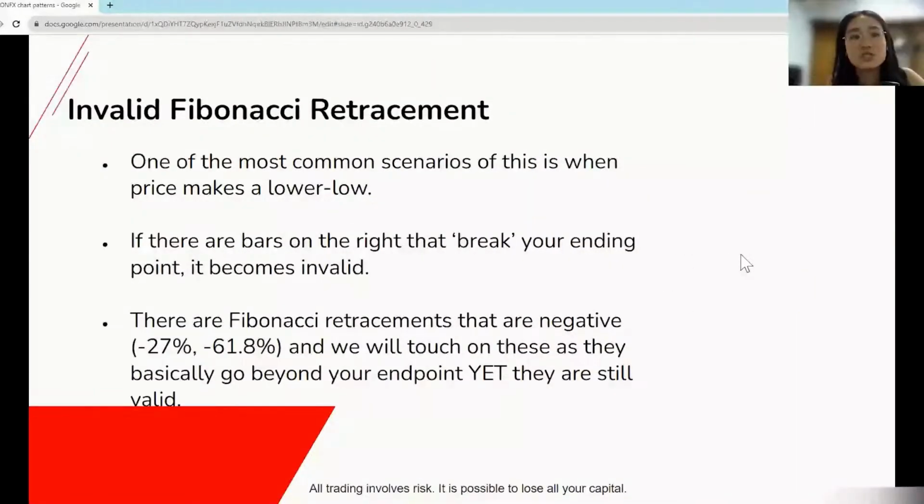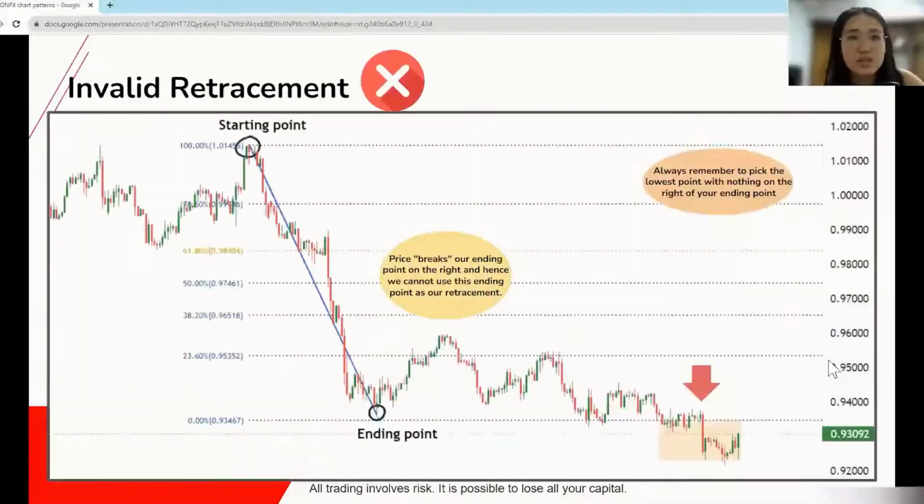So an invalid Fibonacci retracement occurs when price makes a lower low. If there are bars on the right that break your ending point, it becomes invalid. I'll show you guys what I mean. So this is what we mean. Bars on the right that break out of this lowest point. Because this is no longer the lowest point, it cannot be your ending point. So we always want to remember to pick the lowest point with nothing on the right of your ending point. This is a bad example to use for a Fibonacci retracement, basically, because price has already broken out of it.